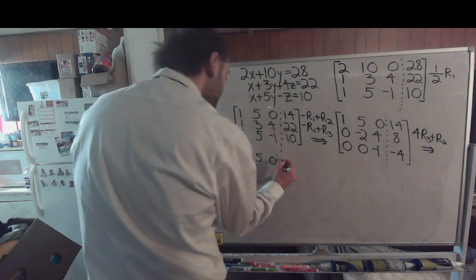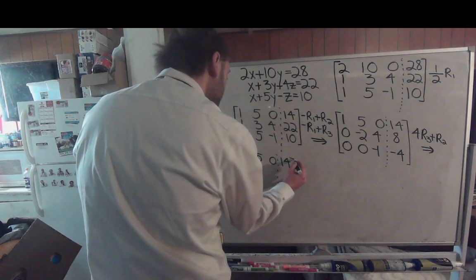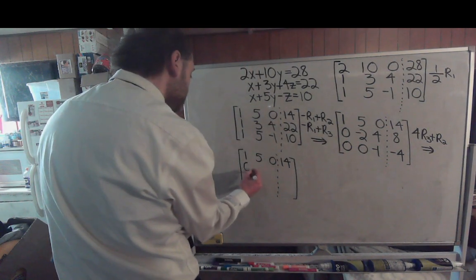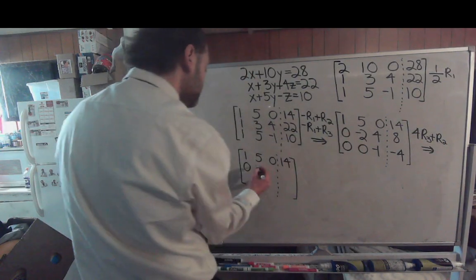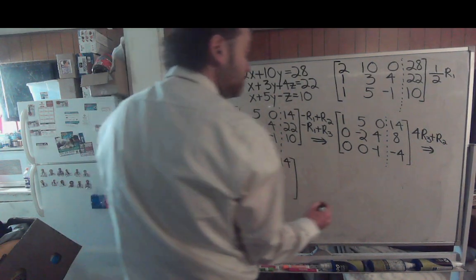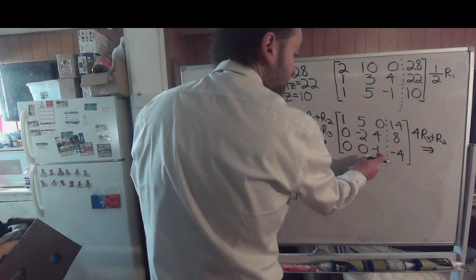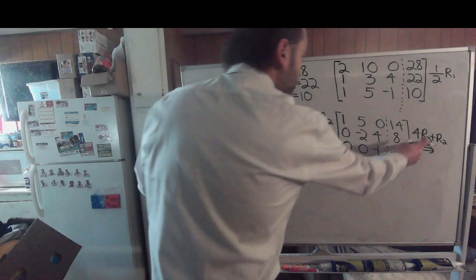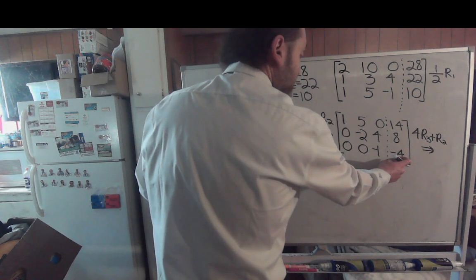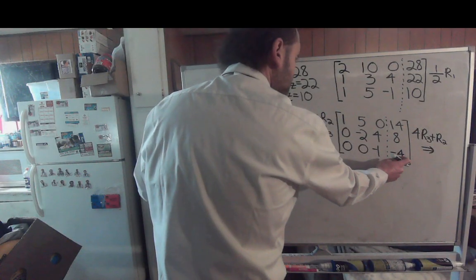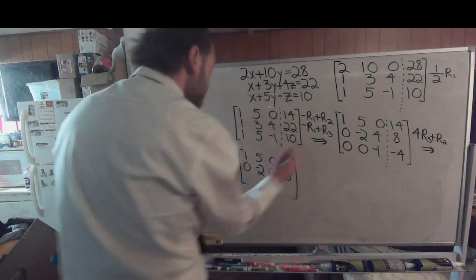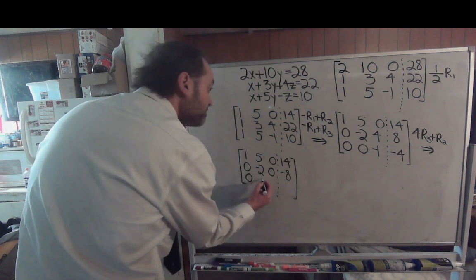All right, so 0 plus 0 is still 0. 0 plus negative 2 is negative 2. 4 times negative 1 is negative 4 plus 4 is 0. 4 times negative 4 is going to be negative 16 plus 8 is negative 8. And then you have your row 3.